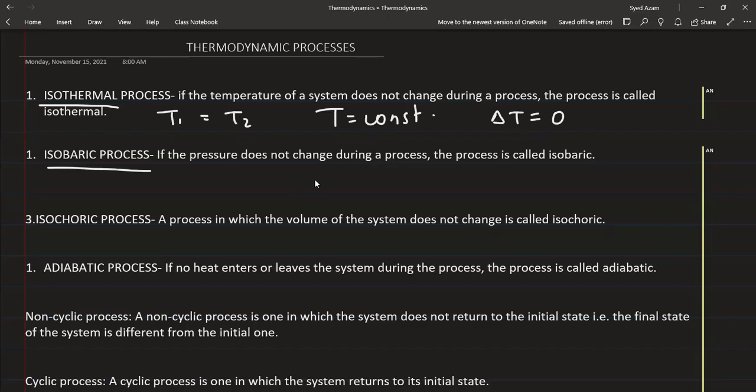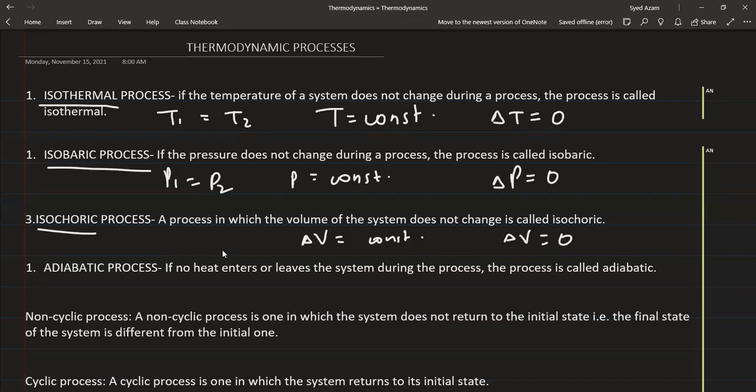Then you have the isobaric process. Here the pressure remains constant, meaning the change in pressure is zero. Initial pressure is equal to final pressure. In isochoric, volume remains constant, that is, change in volume becomes zero, so initial volume equals final volume. And then we have the adiabatic process. No heat enters or leaves the system, so change in heat is zero.